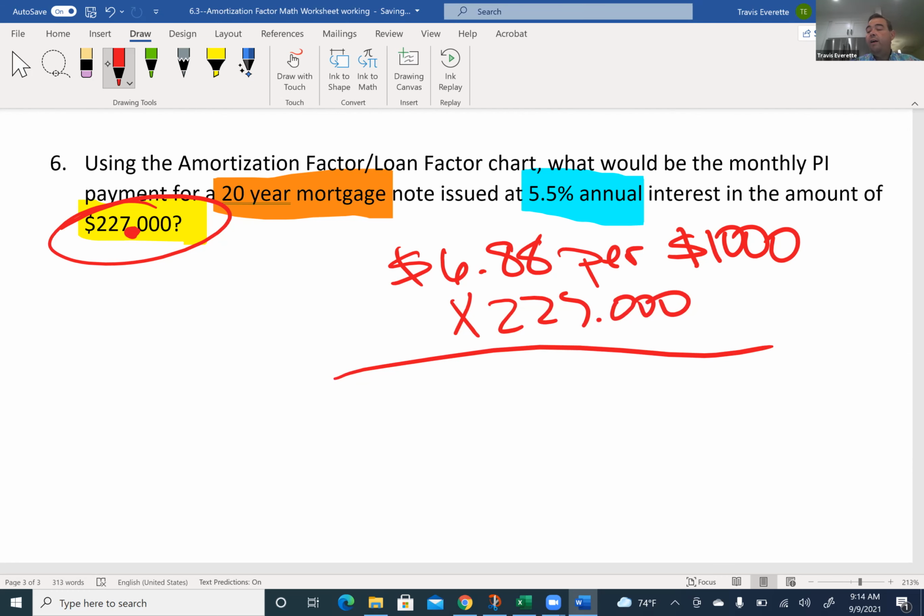And now we're ready for our calculator: $6.88 times 227,000. That is a monthly payment on that loan of $1,561.76. And remember, that's for borrowing $227,000 at 5.5% interest for 20 years. We know exactly what the monthly payment is based on the chart.